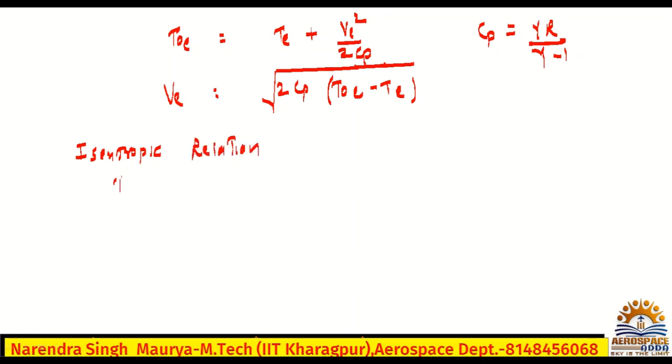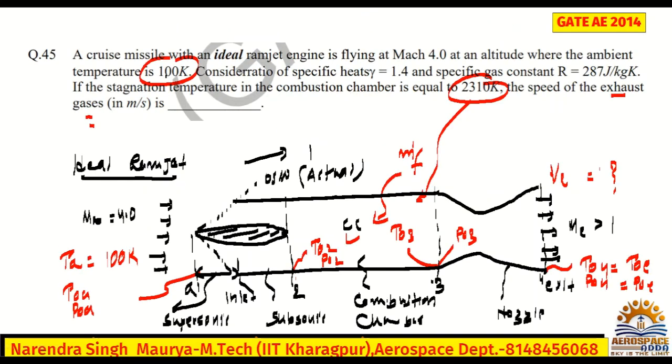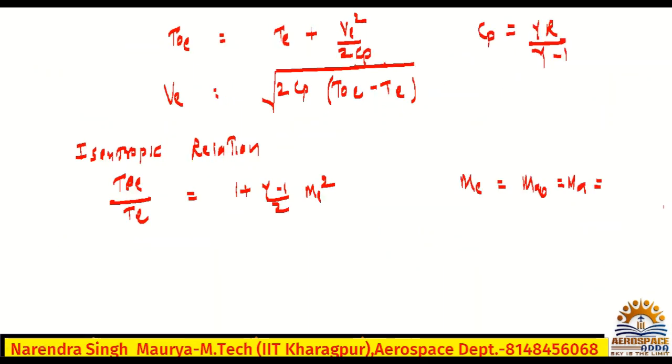What is the isentropic relation? T naught E by TE is equal to 1 plus gamma minus 1 by 2 ME square. And you know ME is the exit Mach number, that will be equal to M infinity, or MA, the aircraft Mach number, which is given as 4. Now we can calculate. So what will be the TE?